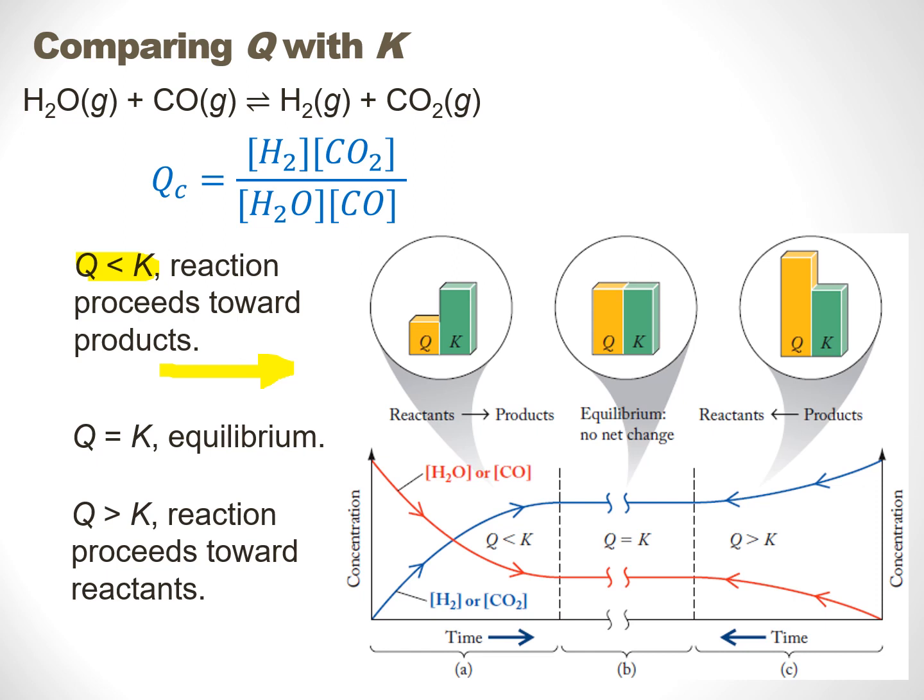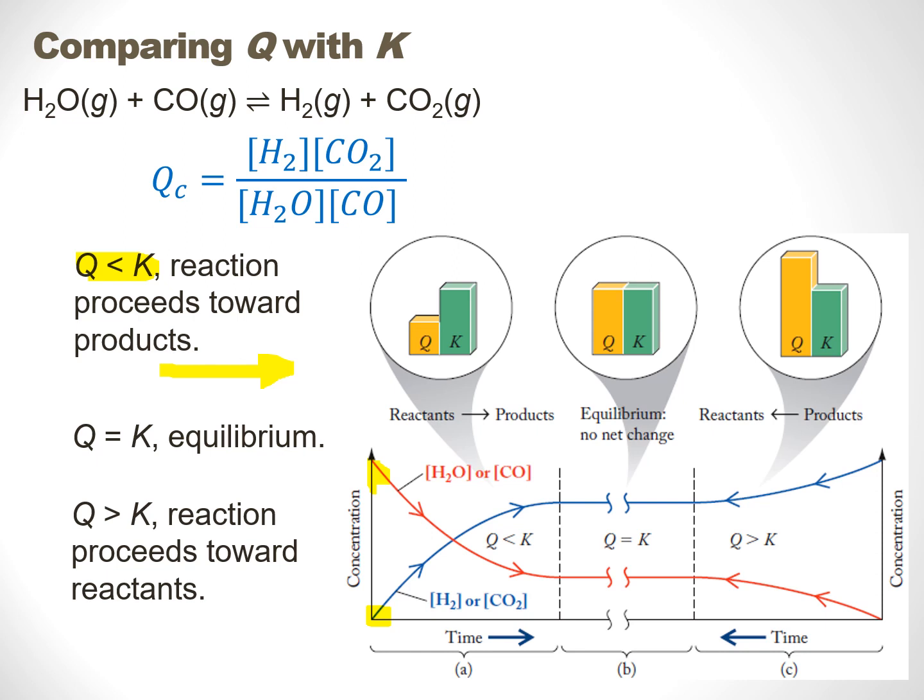So that would be a situation that corresponds in this graph to this point and this point. So we are starting with exclusively, for example, only the two reagents, and we have no products. So that means that the numbers on top of the fraction would be 0. So basically the reaction quotient is 0. That's as small as you can possibly get, right?